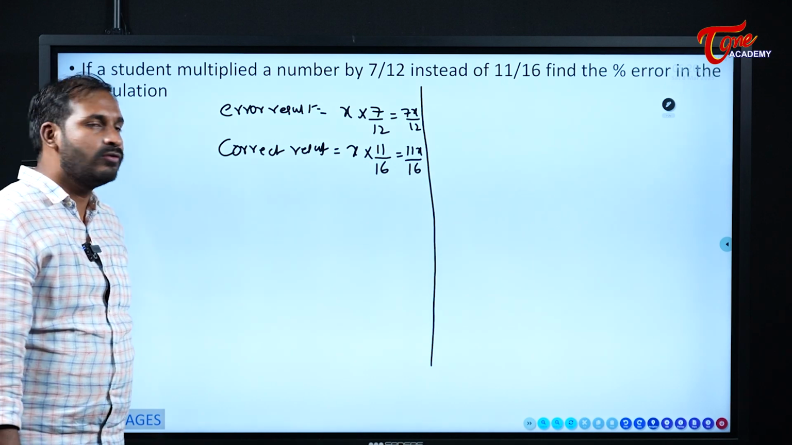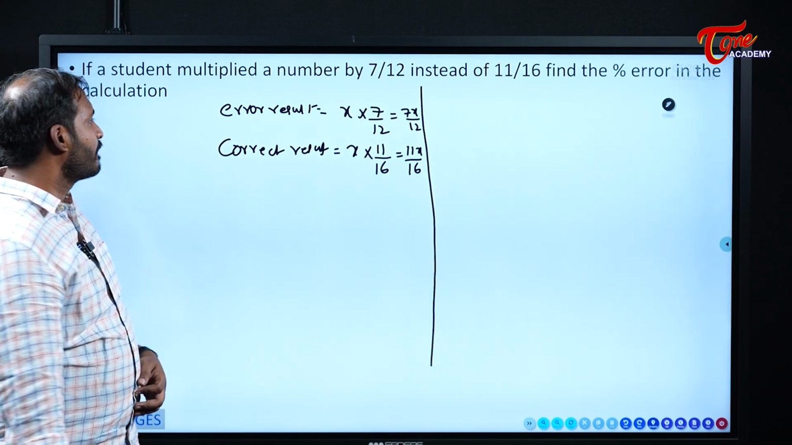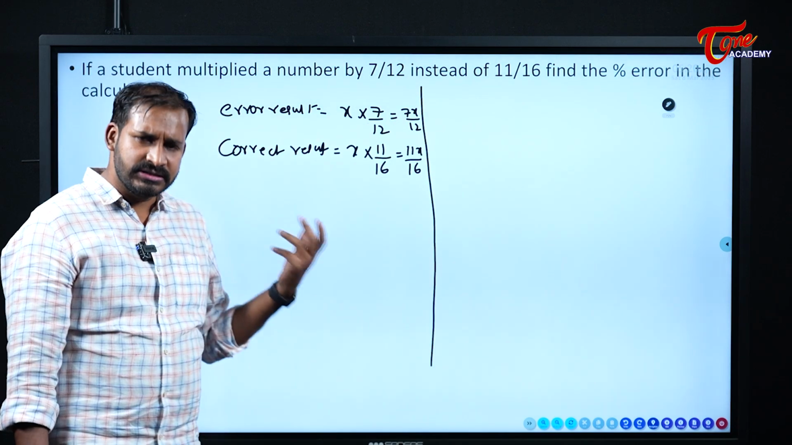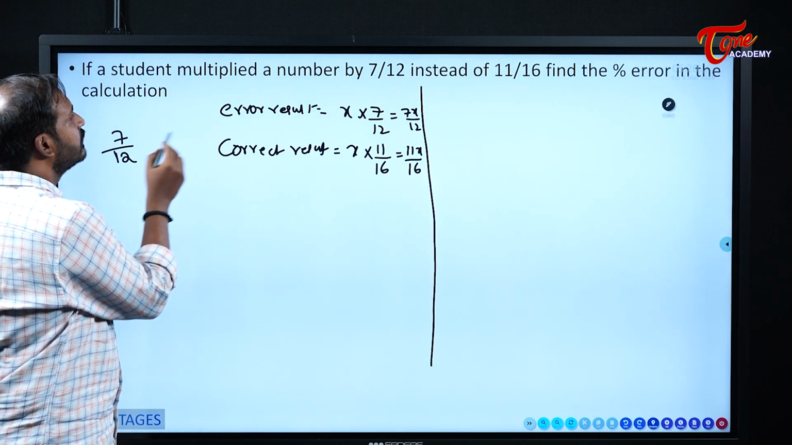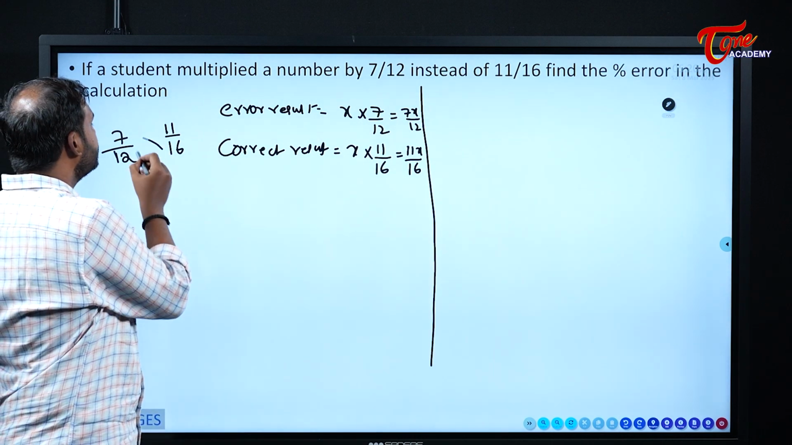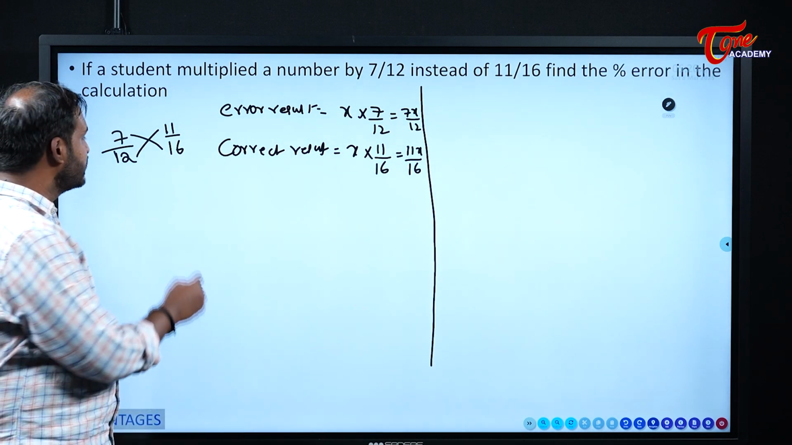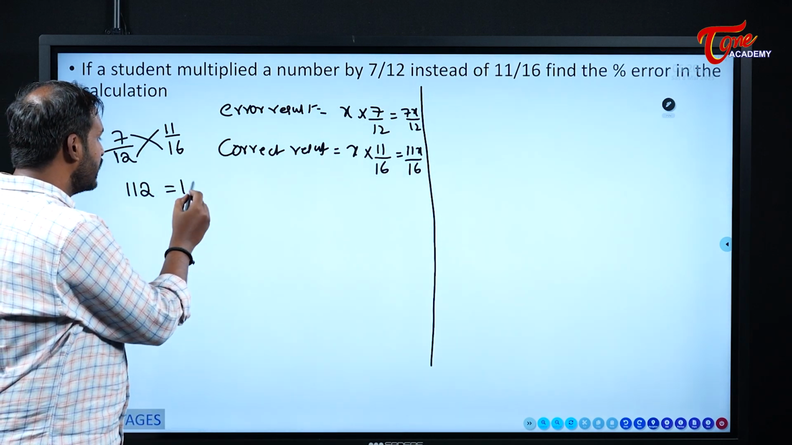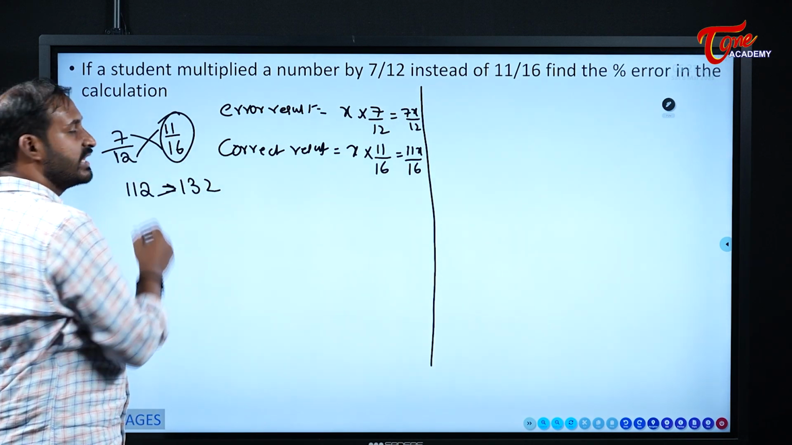Now tell me which value is greater, 7 by 12 or 11 by 16? Generally, how do you decide which is greater? You simply cross multiply. 7 16s are 112. 11 12s are 132. 132 is greater, right? So obviously 11 by 16 is greater than 7 by 12.